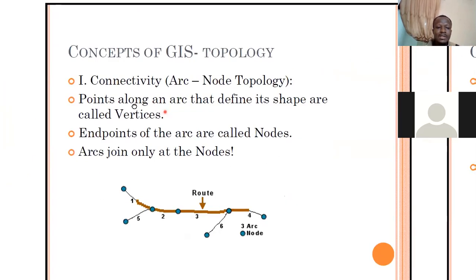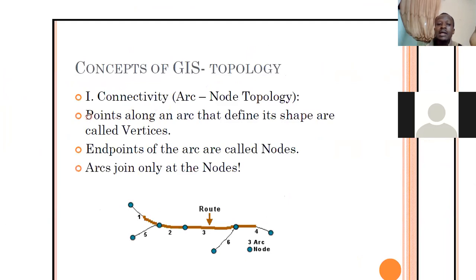Okay, so connectivity has three rules. The first rule: points along an arc that define its shape are called vertices. In other words, when you have a line that seems to be bending, really what you have is a set of points along the line defining the shape of the arc. You see this in AutoCAD all the time. The more vertices you have, the more curved the line is, and the more contorted the shape. I want to use the word morphology, which has to do with the shape.